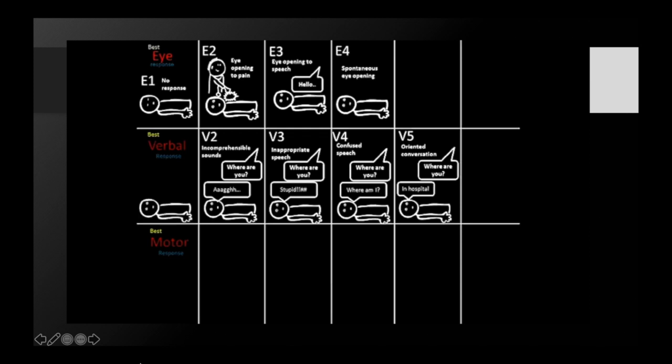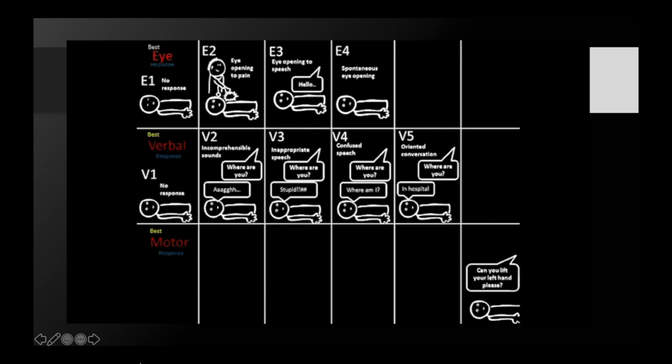And we ask him again, and this time he's giving no response at all, so he's given a score of V1 for no response. So this is the best verbal response. Now we check the best motor response. First we ask the patient to do something, like, can you lift your left hand please?